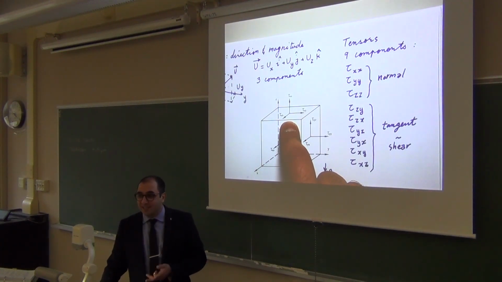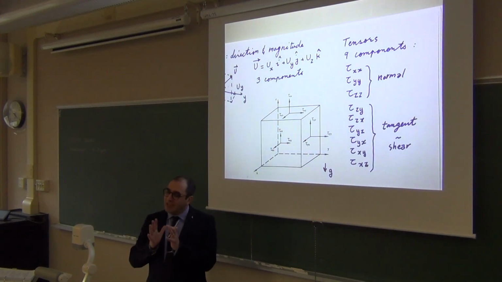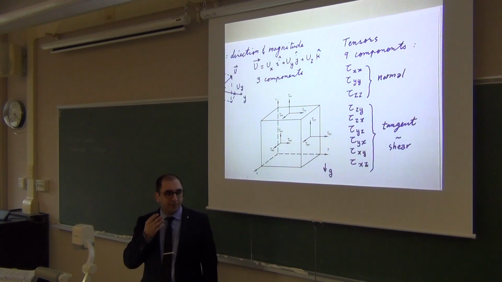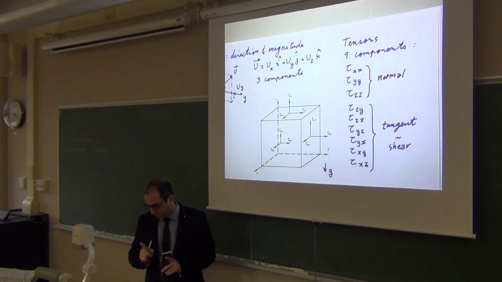And that's important. That's actually why we need tensors, to understand what happens on the surface of this control volume. Resorting to vectors alone is not sufficient. You see what I'm saying? So that's why we need the concept of tensors in fluid dynamics. They help us understand what happens on the surfaces of the control volume.